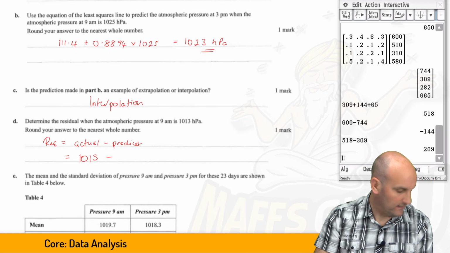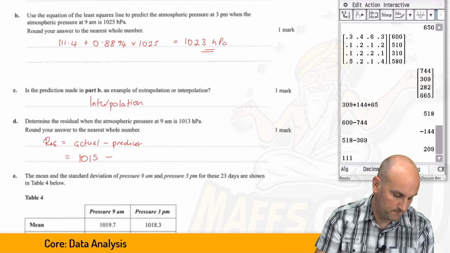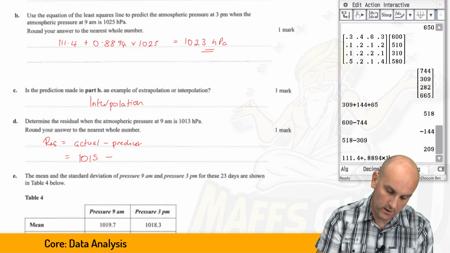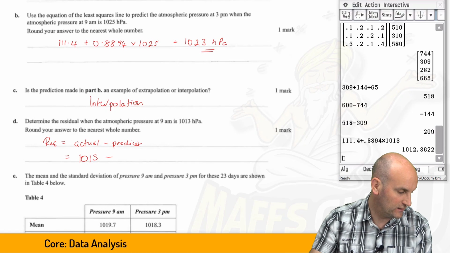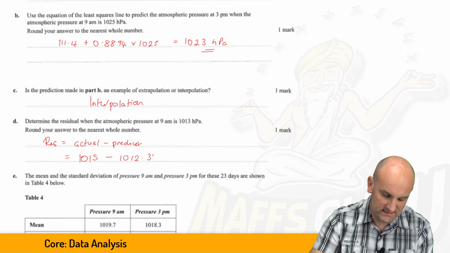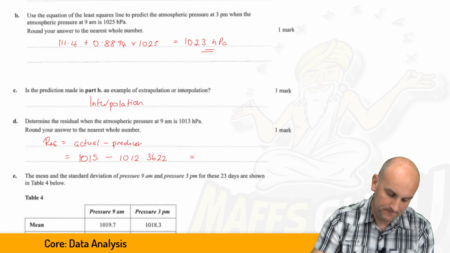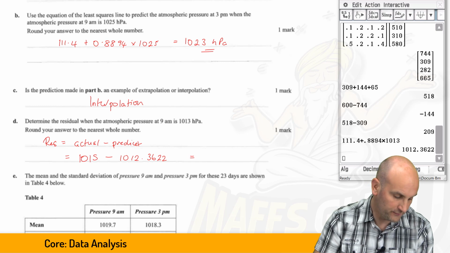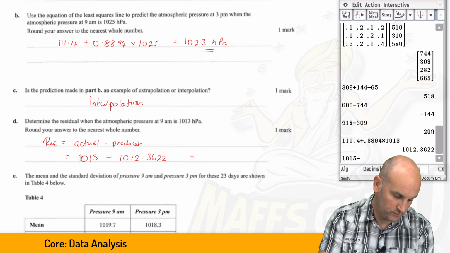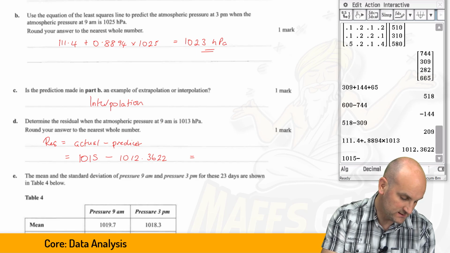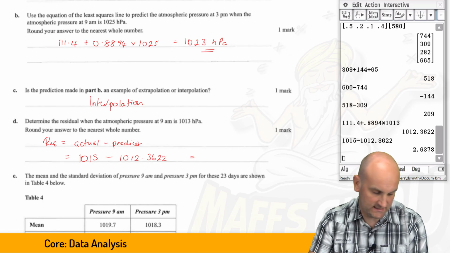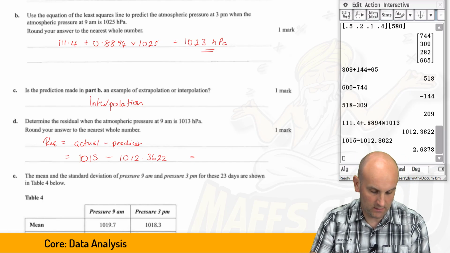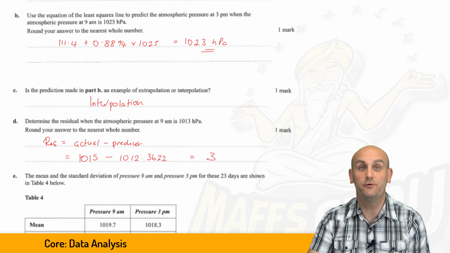So what I'm going to do is fire up my calculator: 111.4, and then we're going to add on to that 0.8894 multiplied by 1013, which gives me 1012.3622. Then when I subtract those from one another, 1015 minus my previous answer, I get 2.6378, and it wants it rounded to the nearest whole number, so my residual would be 3.